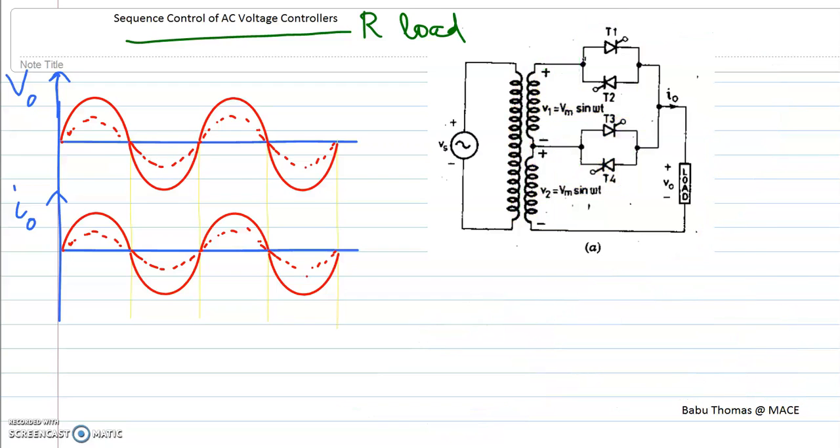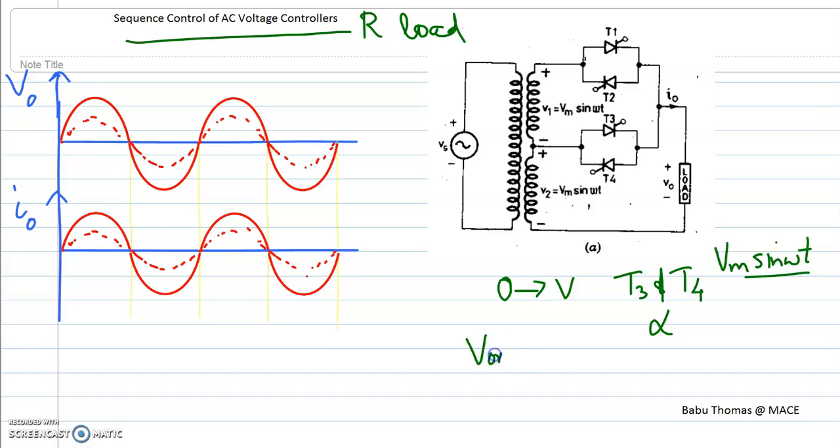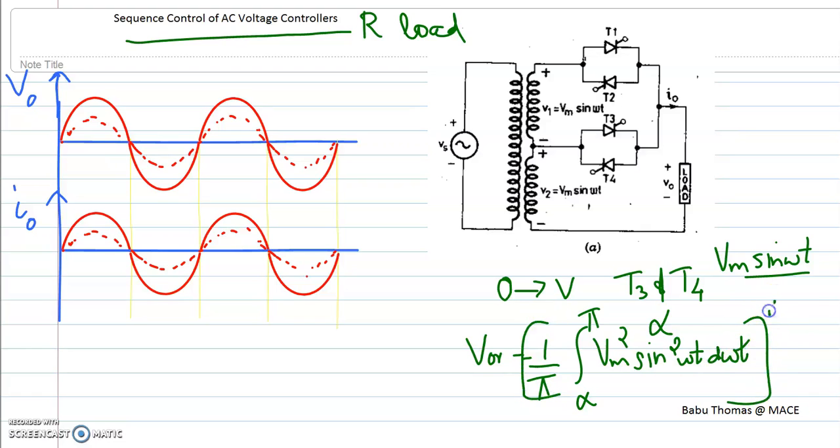Now we will see this concept with the help of waveforms to understand sequence control of AC voltage. In order to get the voltage variation from 0 to V, I am using thyristors T3 and T4, and alpha for T3 and T4 is being controlled. Therefore the voltage appearing across T3 and T4 is Vm sin omega t, and this voltage is being controlled. So the RMS value of the output voltage, V0 RMS, is equal to (1 by pi integral from alpha to pi of Vm square sin square omega t d omega t) all raised to 1 by 2.